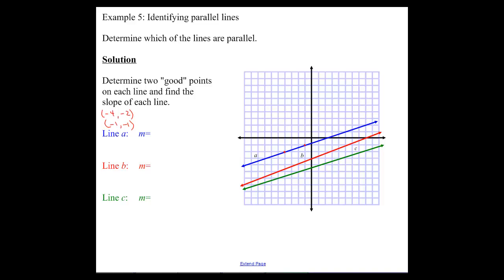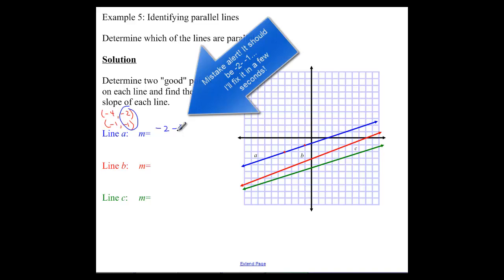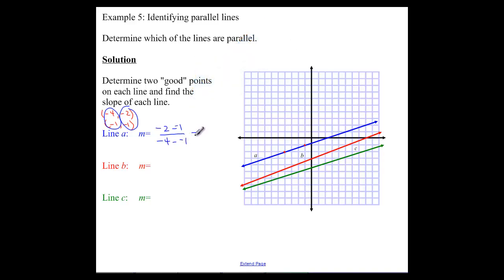So let's find that slope. I'm going to use a blue pen. Remember, my y coordinates go in the numerator, negative 2 minus 1. My x's go in the denominator, negative 4 minus negative 1. When I subtract in my numerator, I'm going to do same change to get a negative 1 over a negative 3, or a positive 1/3.